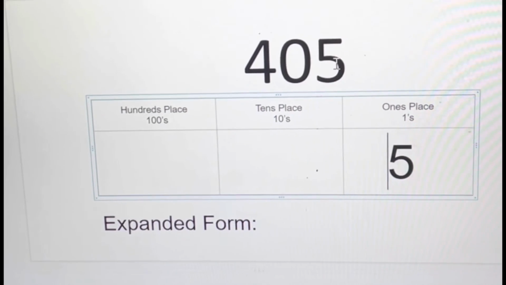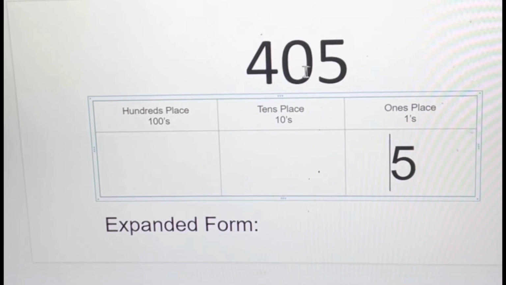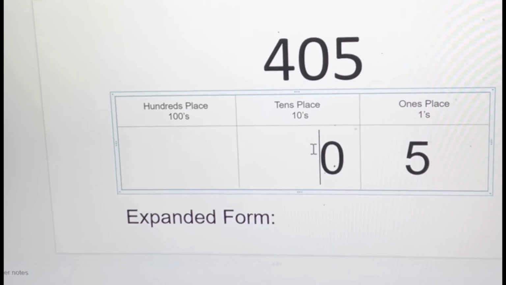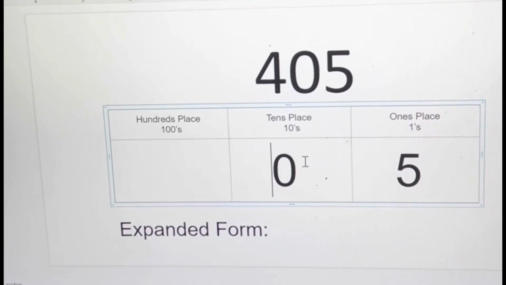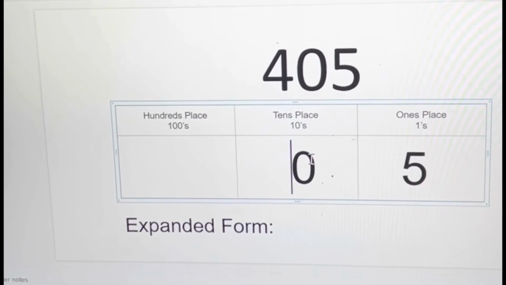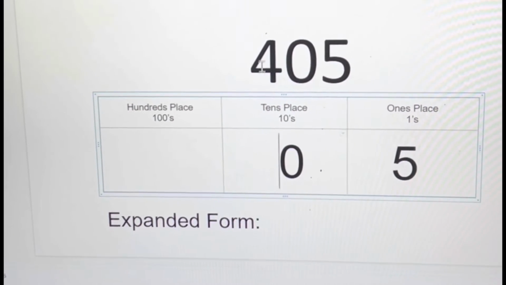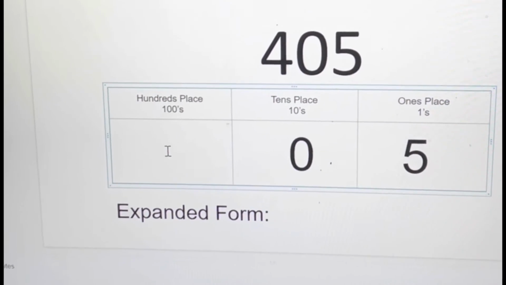Now, right next to the ones place, we have the tens place. The tens place, there is a 0. There are 0 tens. And then the hundreds place, we have a 4. So there are 4 hundreds.